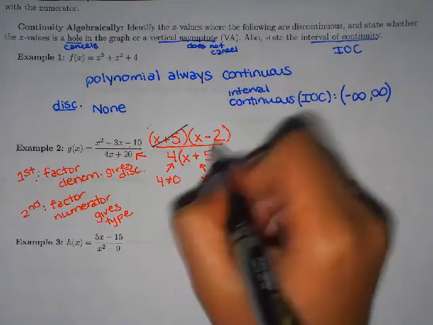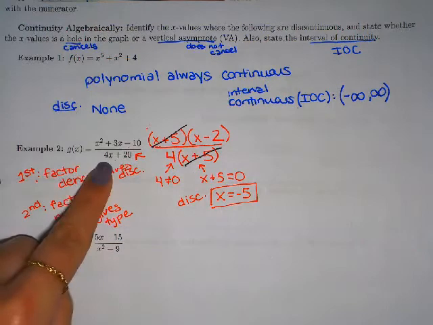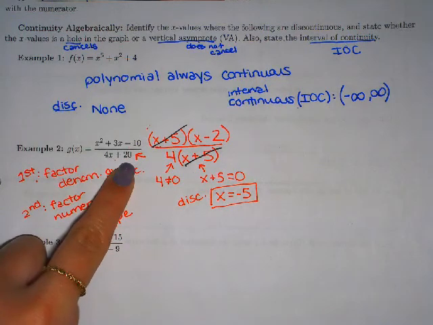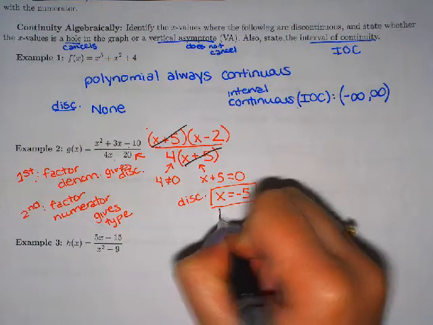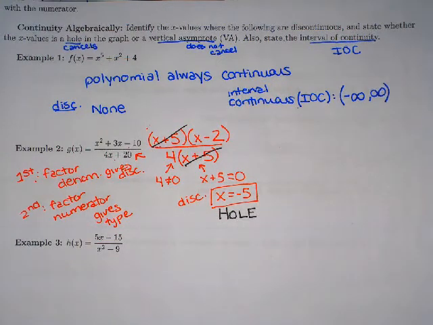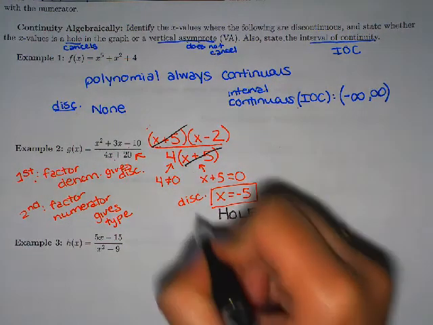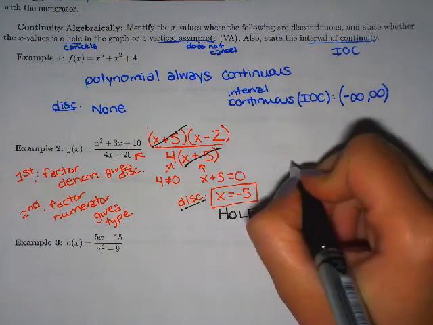So does my denominator cancel? Yes. It's still a discontinuity because you cannot plug in negative 5 to the original. 4 times negative 5 is negative 20, plus 20 is 0. It fails that first property. You cannot just plug it into the original function. So it's definitely a discontinuity, but because it cancels, it's called a hole. All right, so here's where we're discontinuous.